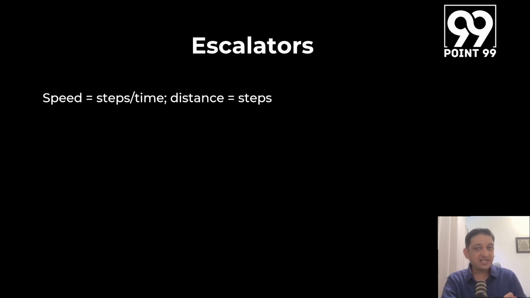We are always thinking about speed in terms of steps per unit time. So you'll always get the units of speed in terms of steps per minute, steps per second, and so on. Now the distance will always be in terms of steps. So if it is a stationary escalator and you can see 20 steps that you are supposed to climb, that will basically be the distance. So we are not talking about distance in terms of meters or kilometers or centimeters or whatever. We are talking about distance always in terms of steps.